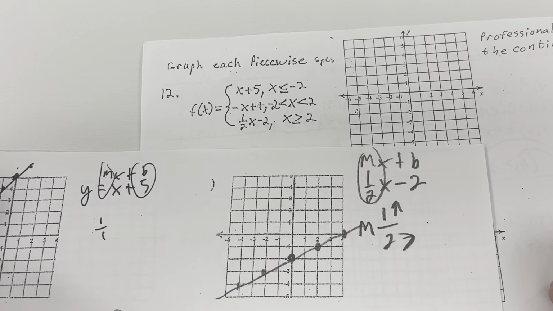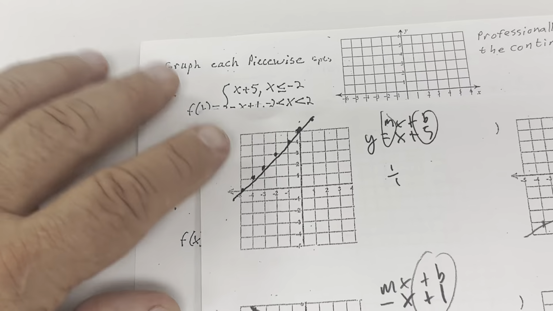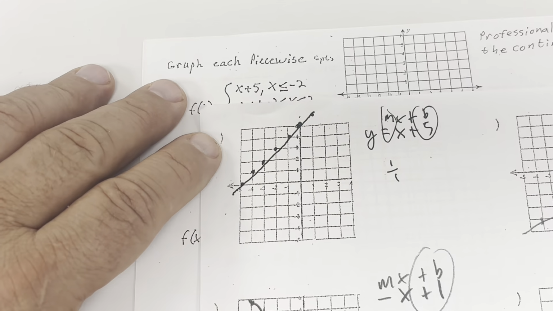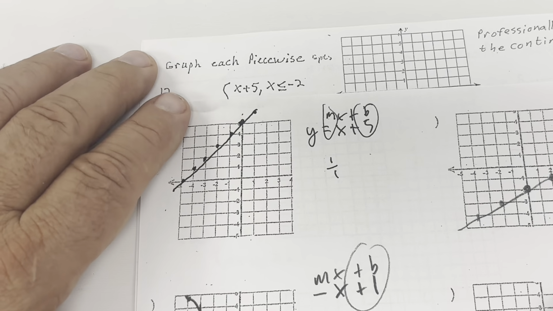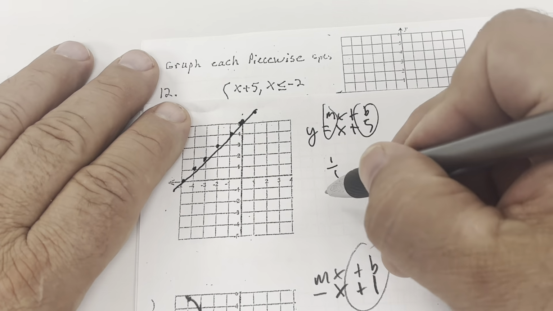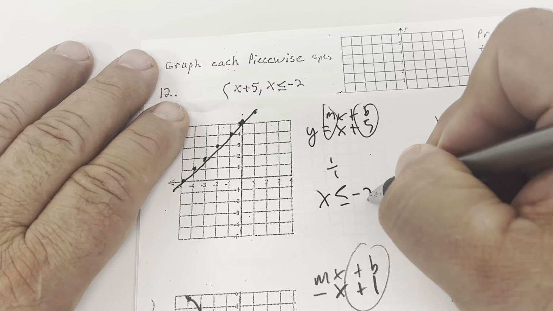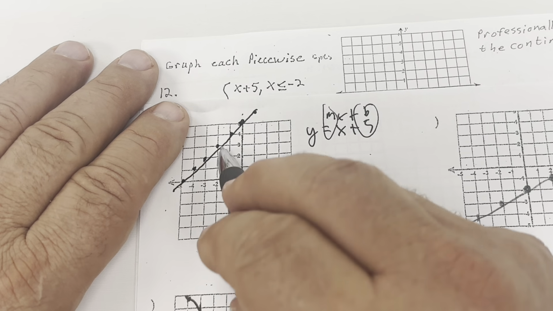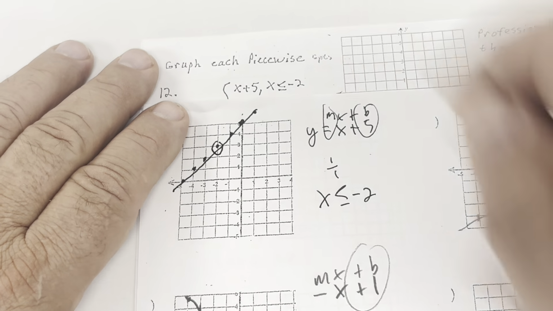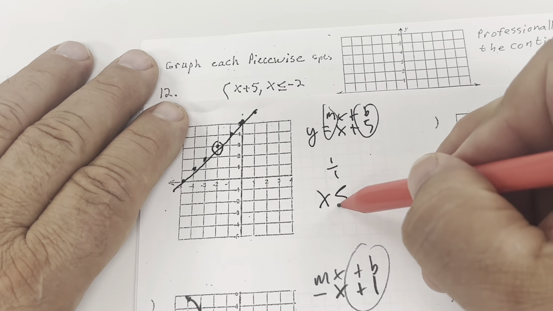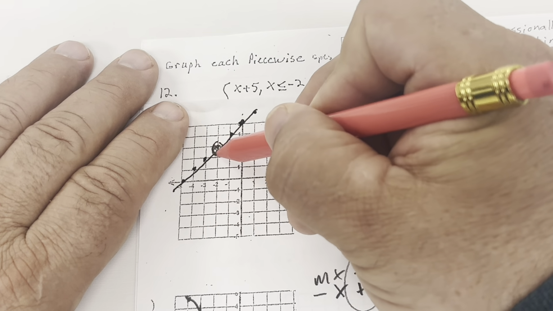There's that graph. Now, for graph number 1, I need the domain restriction. And the domain restriction says x is less than or equal to negative 2. So I'm going to go over to negative 2, go up to the graph. I put an open circle there. Do I fill that circle in, or do I leave it open?